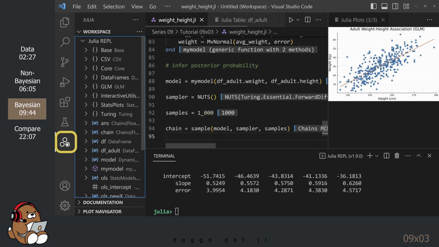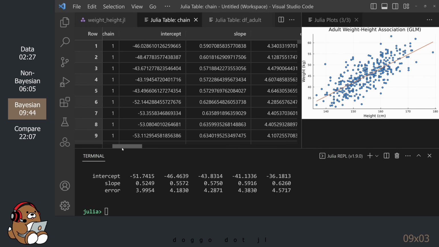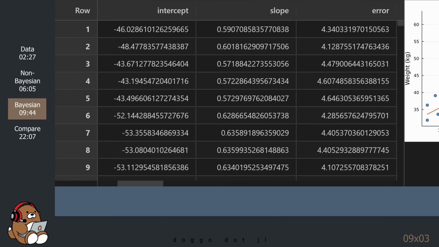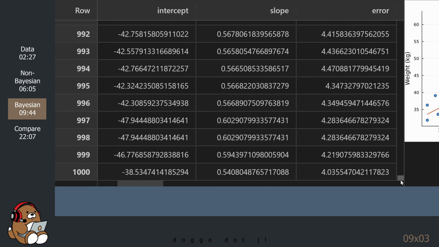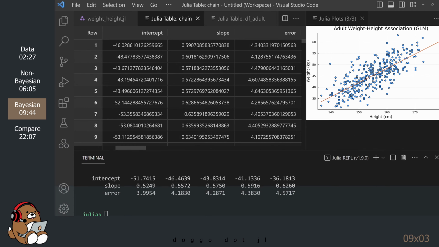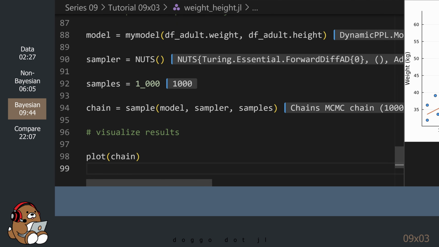Click on the Julia logo icon and click on the table icon for the chain variable. In this chain, you can see 3 columns for our 3 parameters: the intercept, the slope, and the error. Like we've seen before, this chain contains 1,000 rows for the 1,000 samples. To get a better feel for this chain, let's take a look at Turing's standard diagnostic plots.